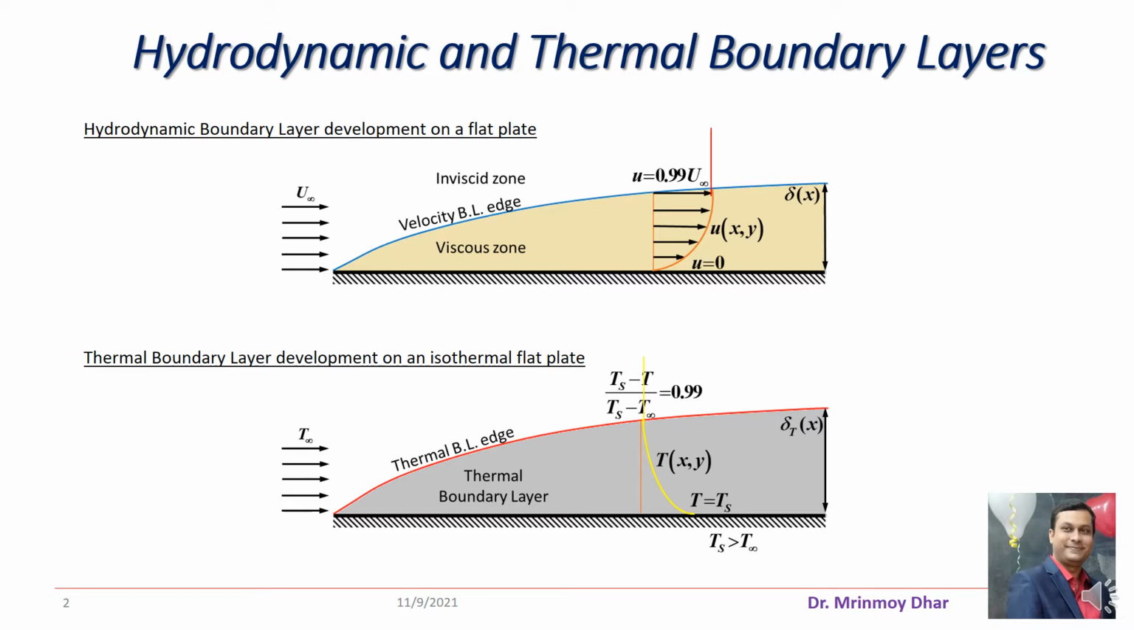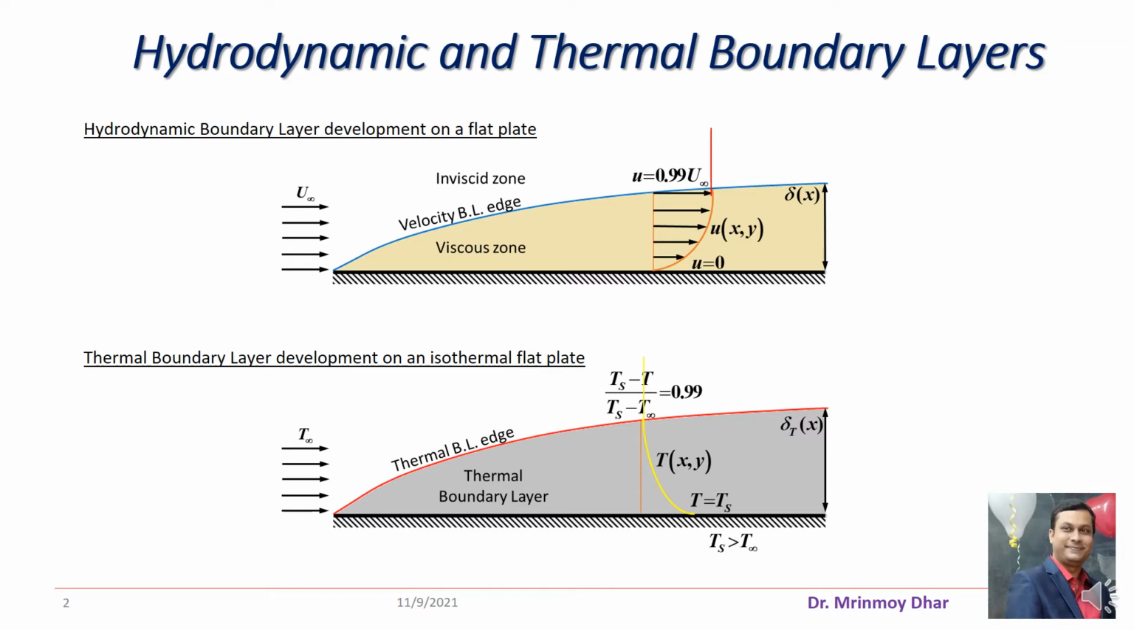But the free stream velocity was u infinity. So if we move in the upward direction, the velocity keeps on increasing, and this occurs due to the viscous effect. The height up to which this velocity increases from u equals 0 to the free stream velocity is called the boundary layer height, and this effect is felt within this boundary layer zone.